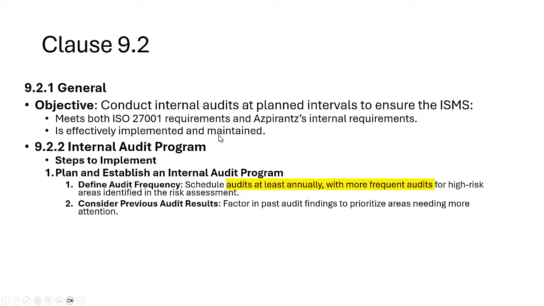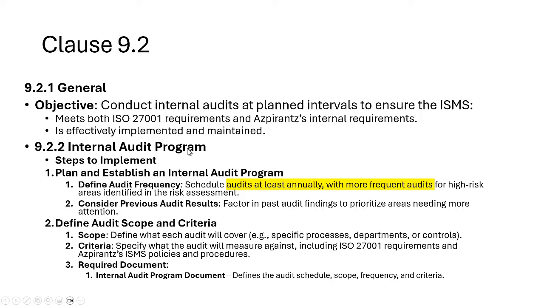Okay, so schedule the audit at least annually, and if it's a very critical process, it needs to be audited on a quarterly basis. You can also use previous audit results. In one of my cases, when I did the audit, I used a previous audit result, and based on that I did the assessment, because that gave me better visibility.